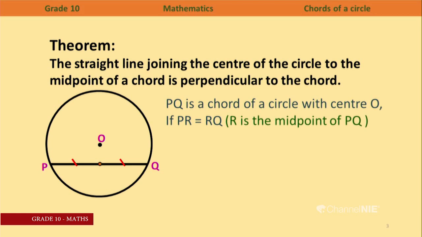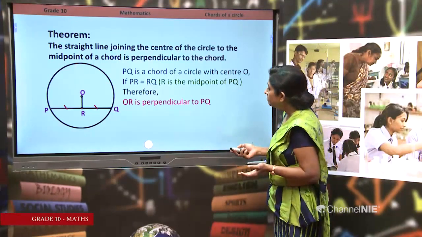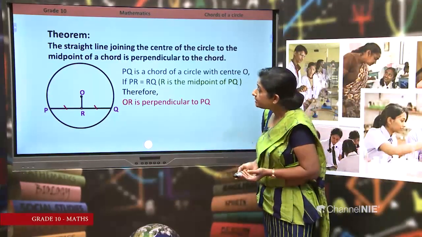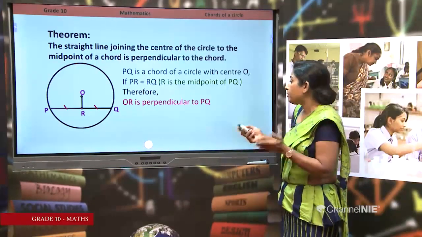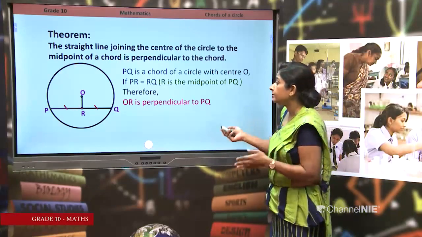When R is the midpoint of the chord, that means the point R bisects the chord PQ, separating it equally. Then we join the center and the midpoint of the chord, and that line will be perpendicular to the chord. That is the theorem: OR is perpendicular to the chord PQ. In this diagram we have taken PQ as the chord, R as the midpoint of the chord, and joined the center and the midpoint, so the line OR is perpendicular to the chord. That is the theorem we learned under part 1.